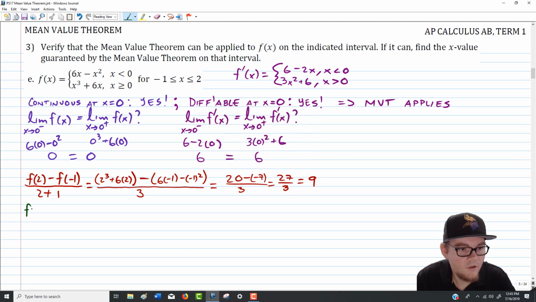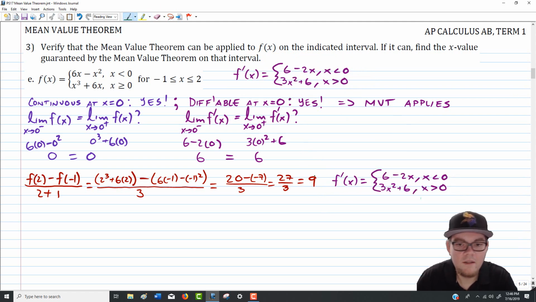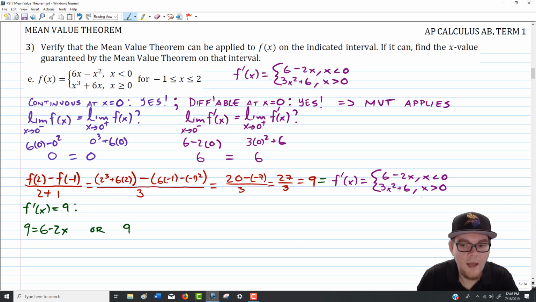Likewise, the other piece that we need is the derivative itself. We need to know what f prime of x is, and we already calculated that. We have it right up there. So we don't even need to write it again. What we need to answer for ourselves here is when does 9 equal the derivative? If we want to check when f prime of x equals 9, we need to check two separate possibilities. 9 could be equal to 6 minus 2x, or 9 could be equal to 3x squared plus 6. So let's solve both those equations and see what happens.